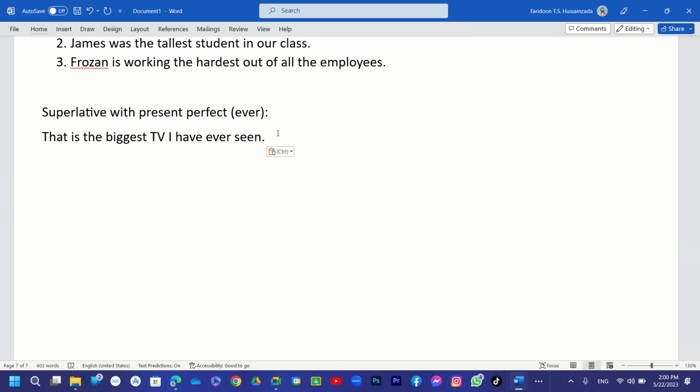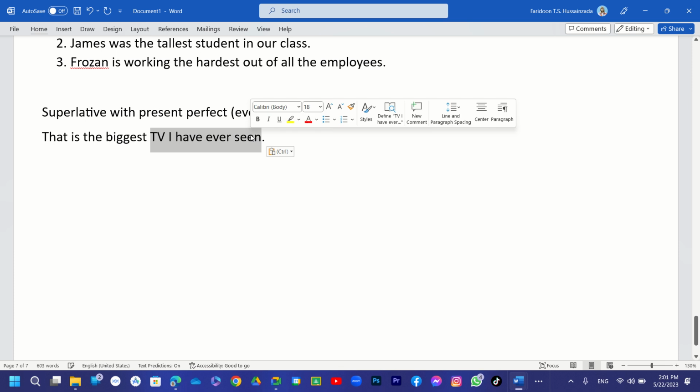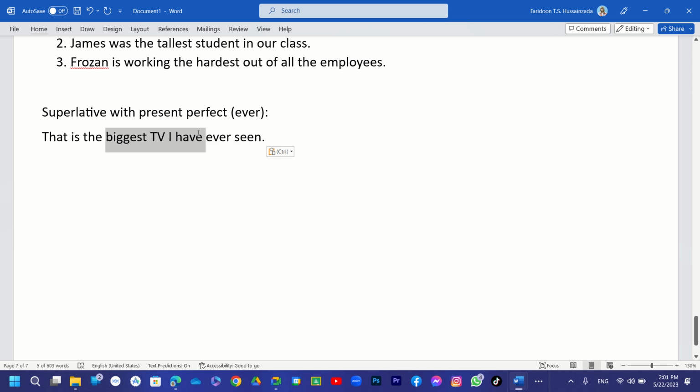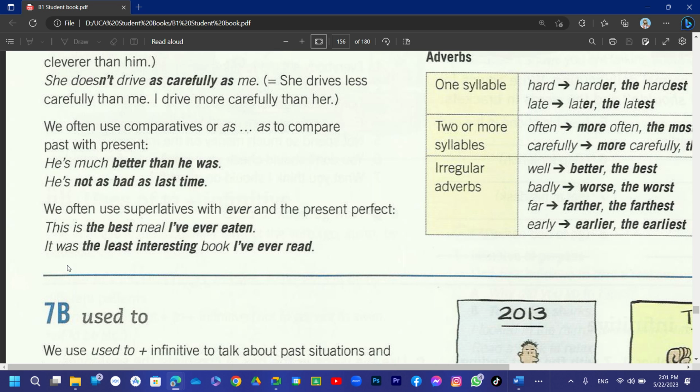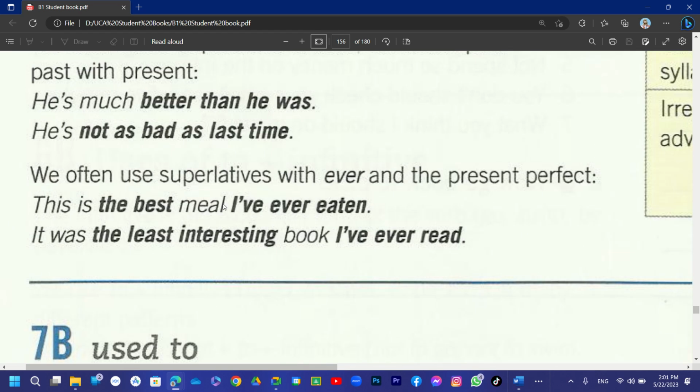But when you add I've ever seen, you're using the present perfect, which is like talking about actions that started in the past and continued up to now, or at least has a connection to now. You're showing that this is still true. To this day, this is the biggest one I've seen. This is the what? The biggest one I've ever seen. An example from the book is like, this is the best meal I've ever eaten, or it was the least interesting book I've ever read. Okay?